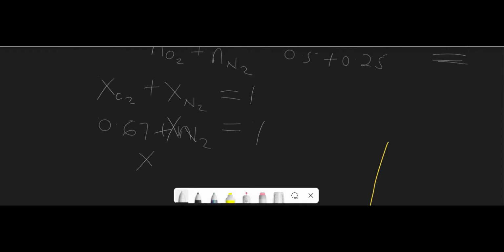So it means that now the mole fraction of nitrogen is equal to 1 minus 0.67, which is equal to 0.33. So this one is our final answer. So this is how to calculate the mole fraction of a gas.